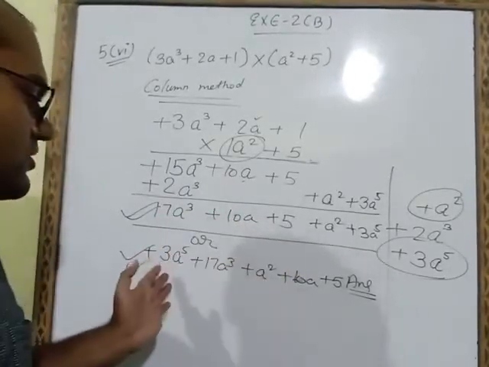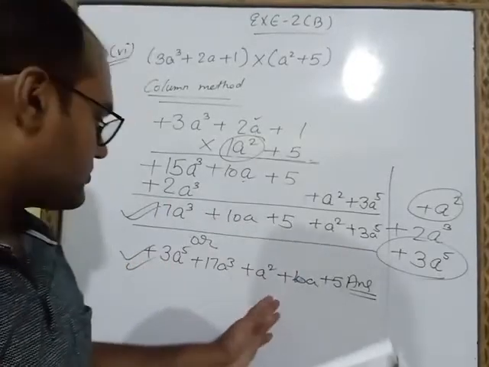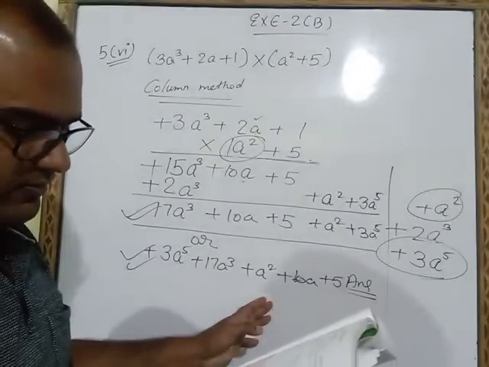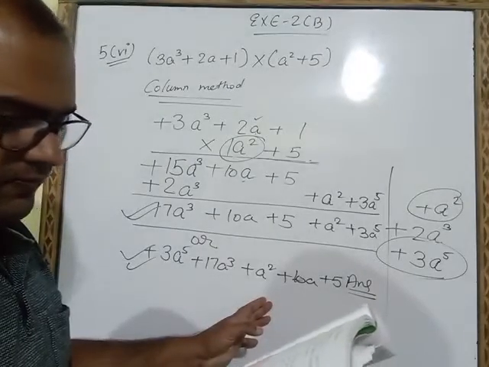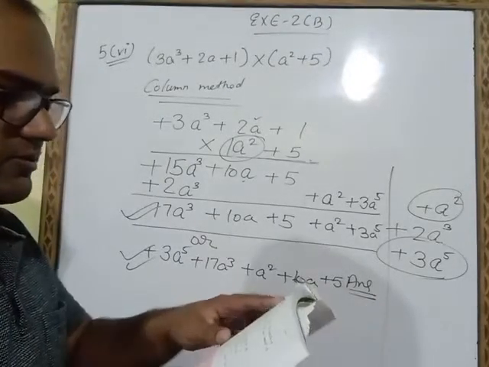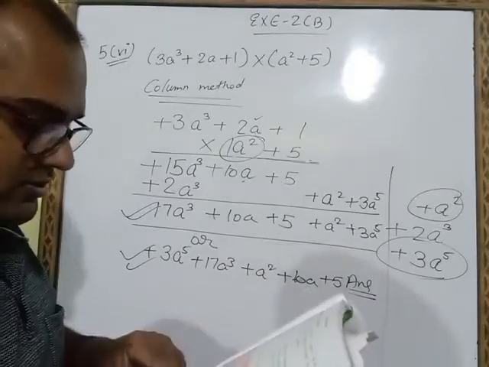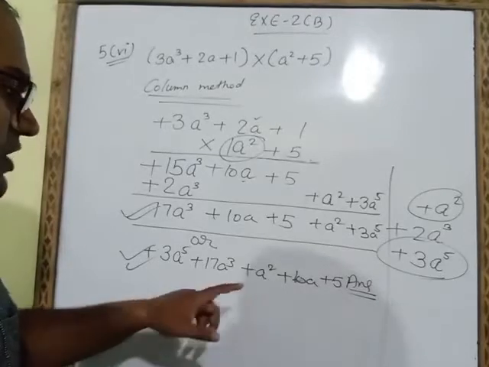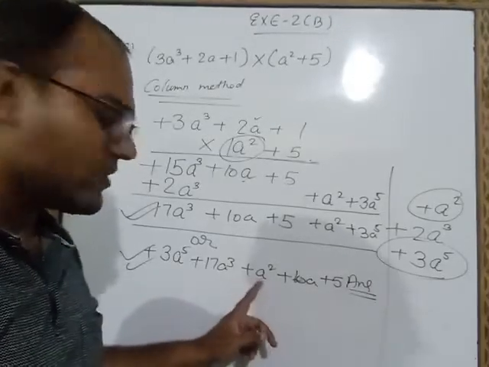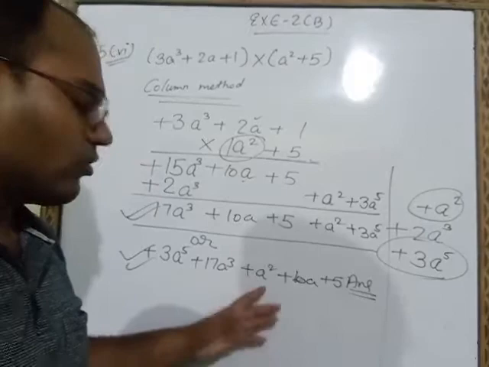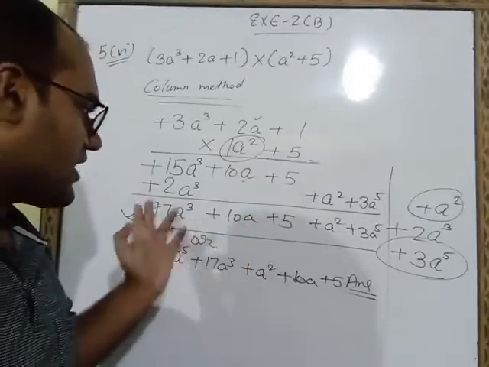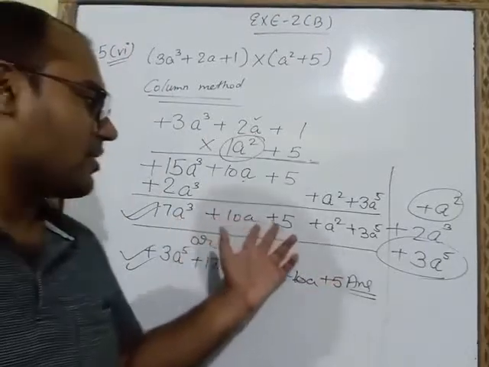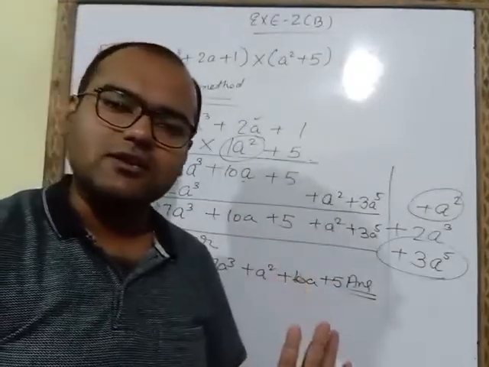In the answer sheet it is given like this, I think. Let me check. In the answer sheet, fifth question, fifth part, sixth part: 3a power 5 plus 17a cube plus a square. So in your answer sheet, this answer is given. But no need to get confused. This answer and this answer both are the same only. So if you write up to here, then also your answer is correct.